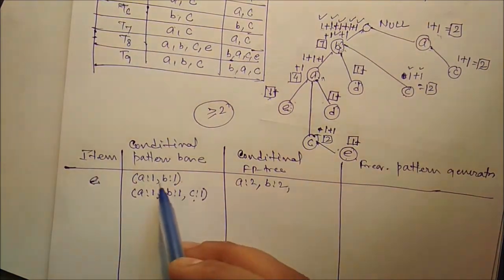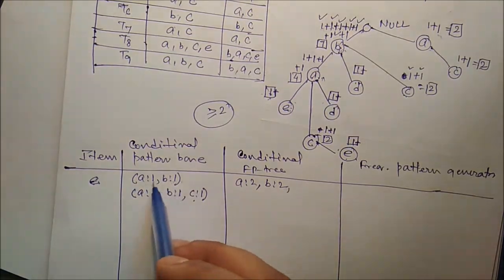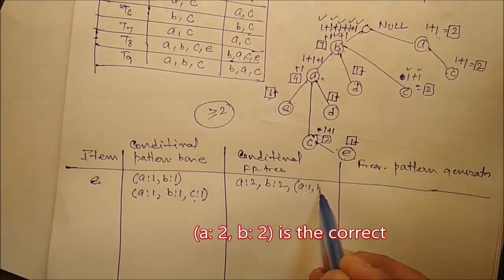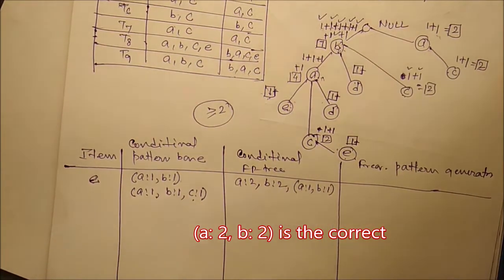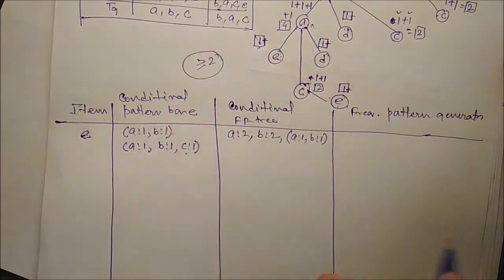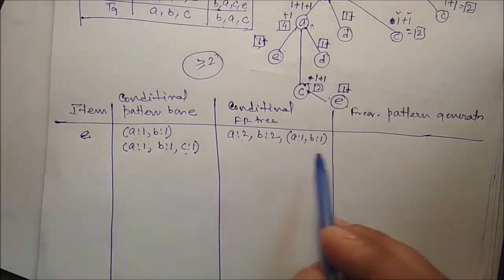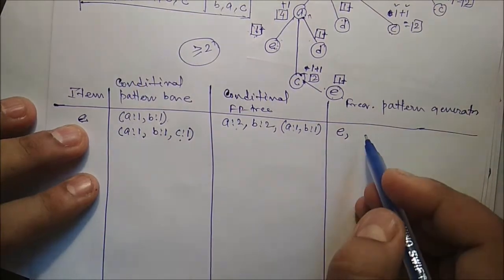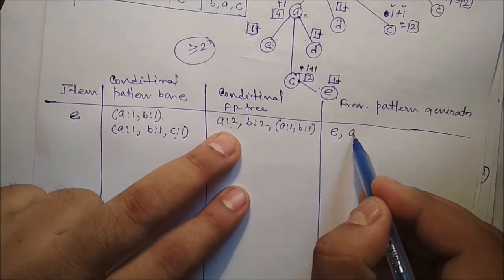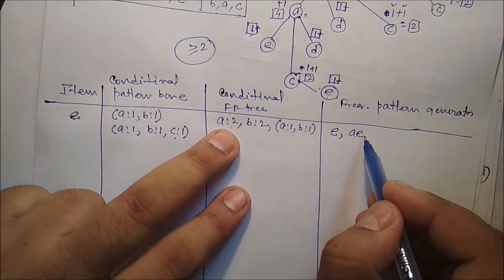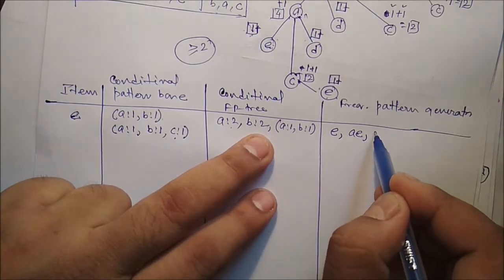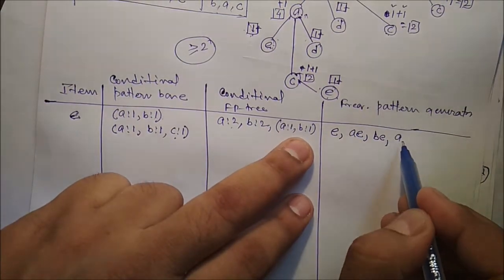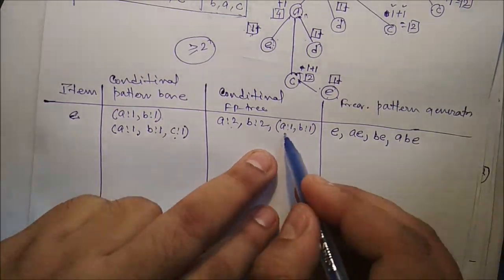And finally, the combination of AB: A and B together are there 2 times, so we can write A1 and B1. From this information, we can get all the patterns. The first pattern is E. The next combination we can write is AE with the help of this A. Next we can write BE with the help of this, and finally we can get ABE with the help of this information.